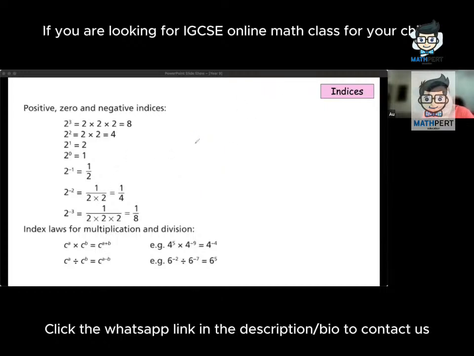Okay, and then this one, let's say 2 to the power of 4. We have a name for this. This 2 over here, we call it the base. And the 4 over here, we call it the power, or we call it the index. Right?